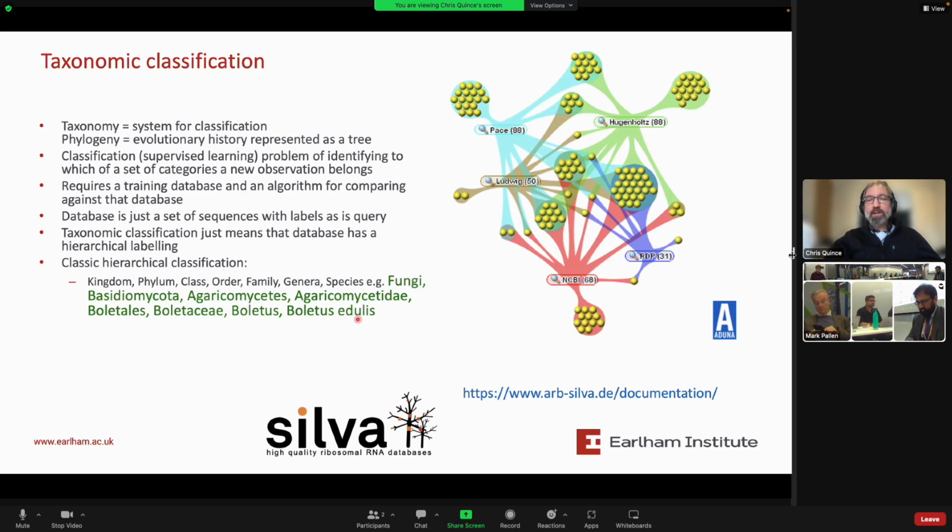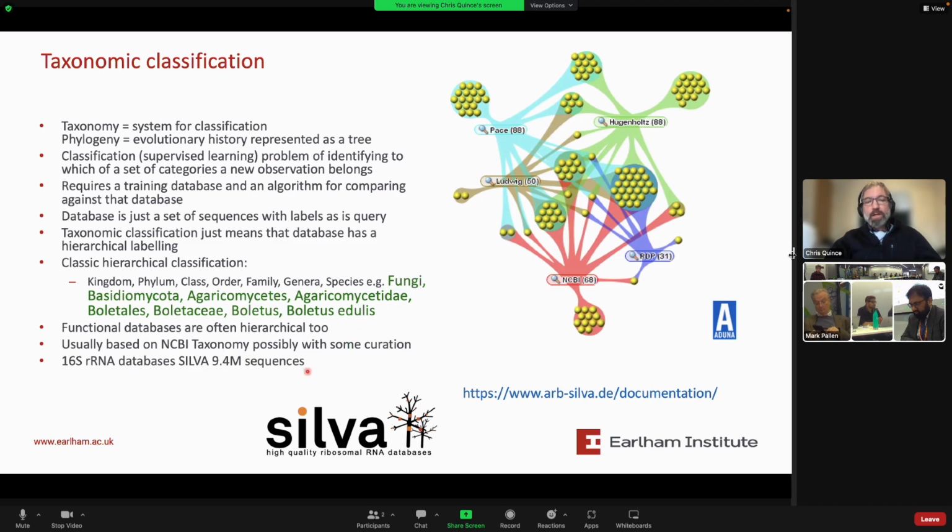But that's a taxonomic classification. Actually, a lot of the functional databases have a hierarchy as well, and I'll talk about that a little bit more in a minute. So in terms of 16S databases, probably the most representative one is Silva.